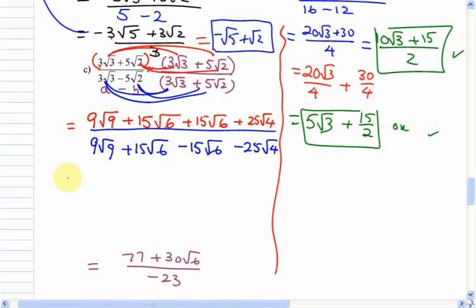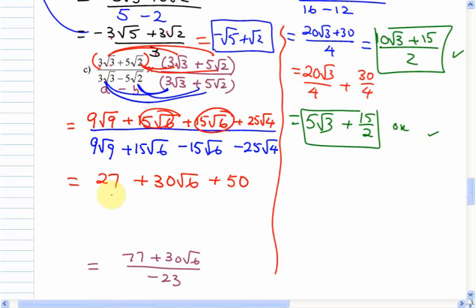We'll continue to try to simplify. What's 9 root 9? What's root 9? 3, so that's 27, right? Here we have 15 root 6 and another 15 root 6. Can't cancel this one because both of them are plus. So you're adding them together. 15 of these root 6's plus another 15 root 6's. Yeah, 30 root 6's. Okay. And then 25 times 2, I think that's just 50.